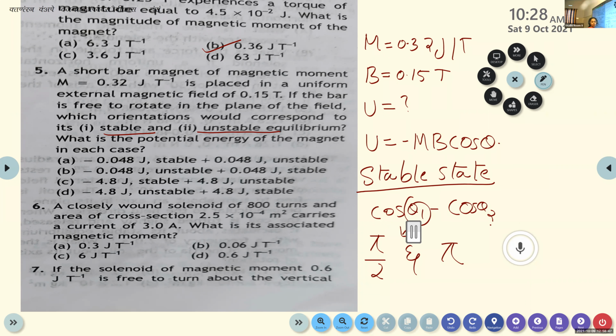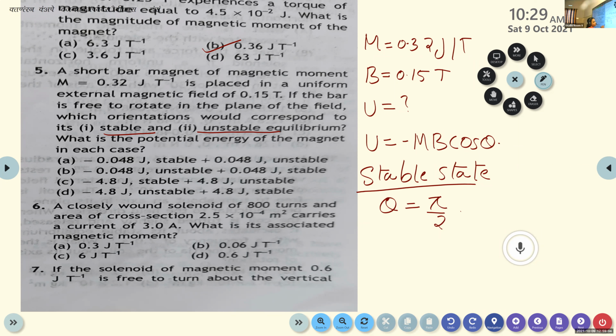Its angle is corresponding to cos 0, and theta 2 is an angle corresponding to 180 degree, which is corresponding to an unstable state, because during that state it is an anti-parallel state. So for the stable state, we can say theta is equal to pi by 2. So the equation for potential energy U becomes minus mB cos pi by 2. Cos pi by 2 means cos 180 by 2, cos 90, which is equal to 0. So U is equal to minus mB cos 0.